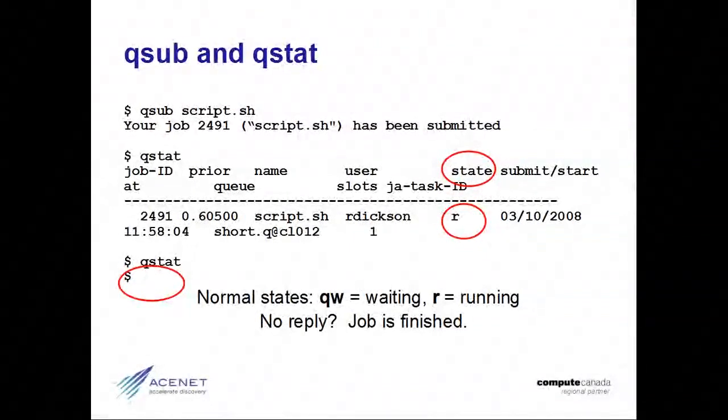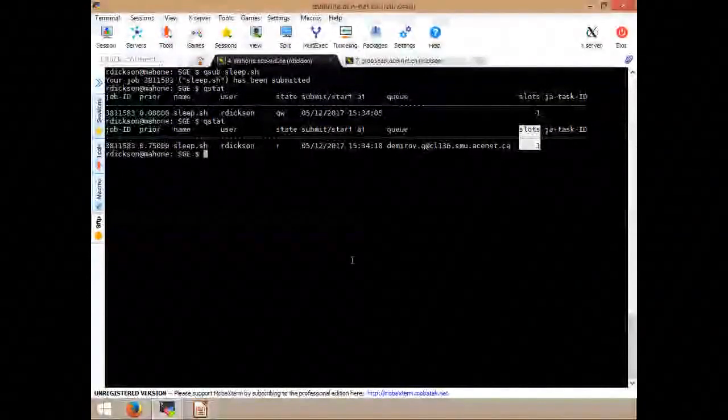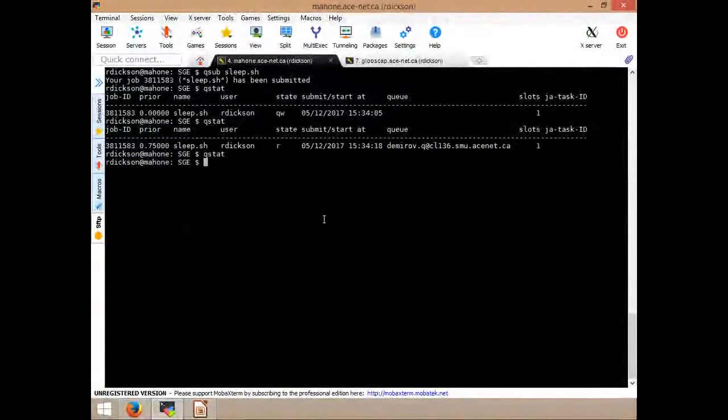And if you see nothing at all from qstat, that means you don't have a job in the system. So if you only submitted one, that probably means your job is finished. Let's see if we're there yet. Yes, my job is finished.